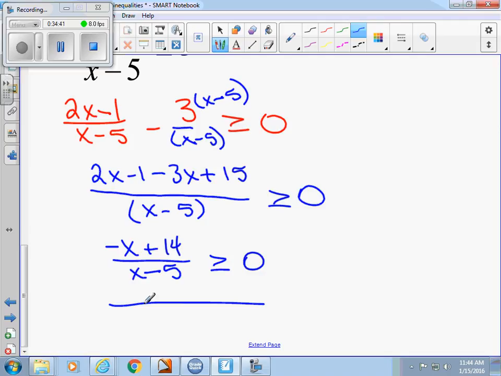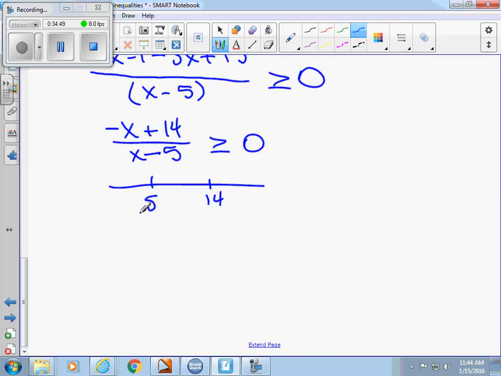So 5 and 14 go on my number line. And what am I going to note by the 5? Undefined. We going okay pace, or do I need to slow down? Good.